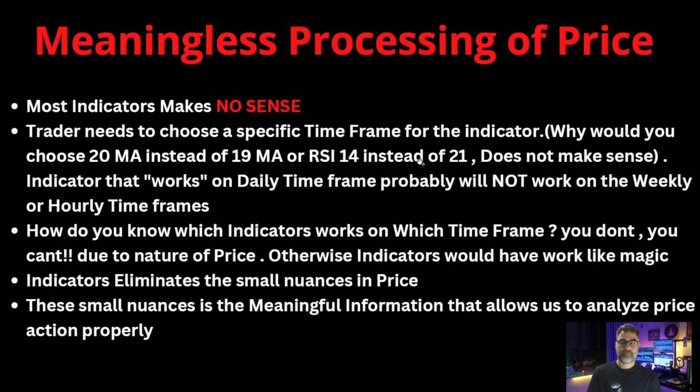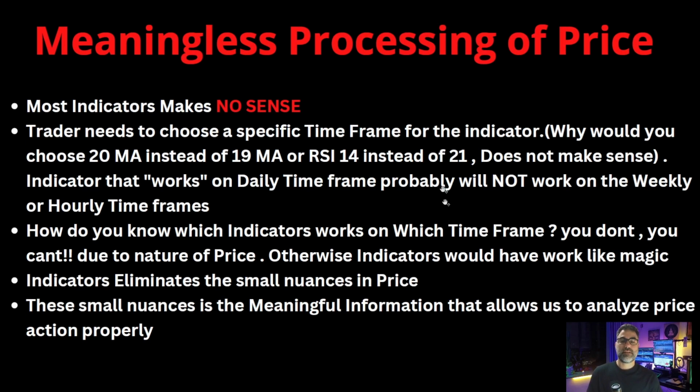Doesn't make sense. An indicator that works on the daily time frame probably will not work on any other time frame. For example, if you take the 8 EMA, it might work on the 15-minute time frame or on the hourly time frame, but what about the monthly? So it doesn't make sense. So how do you know which indicators work on which time frame? You don't. You can't, due to the nature of price. Otherwise, indicators would have worked like magic.